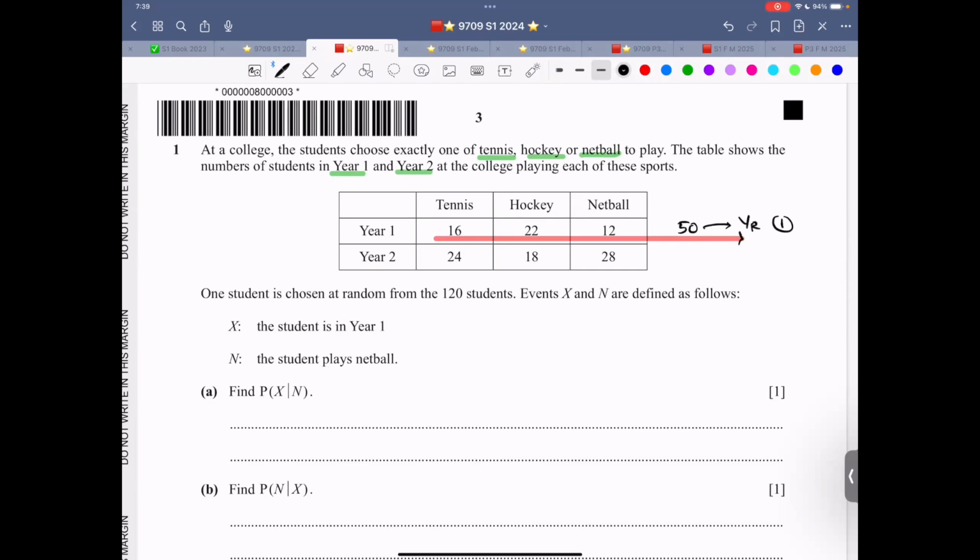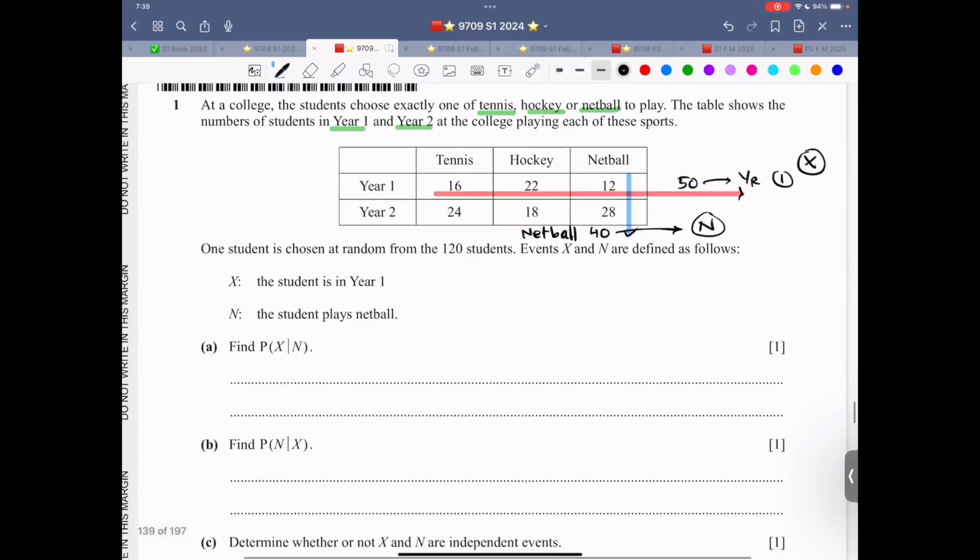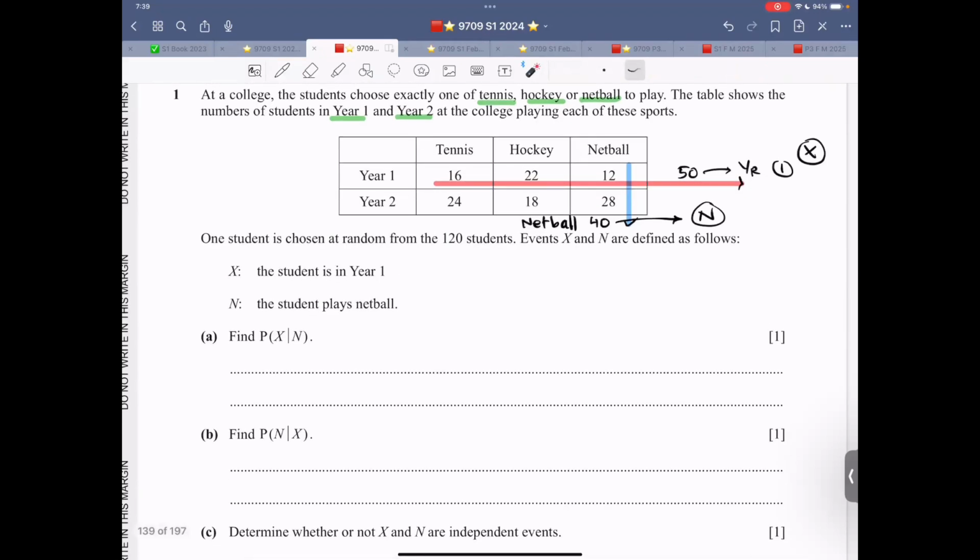And then it says N is the student plays netball. And netball, that is this one, going like this. And 12 plus 28, that is 40. This is for netball, and this is defined as N. Got the idea?